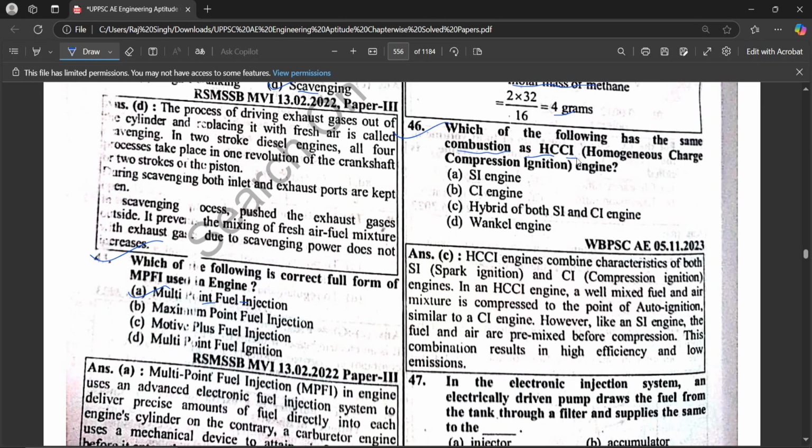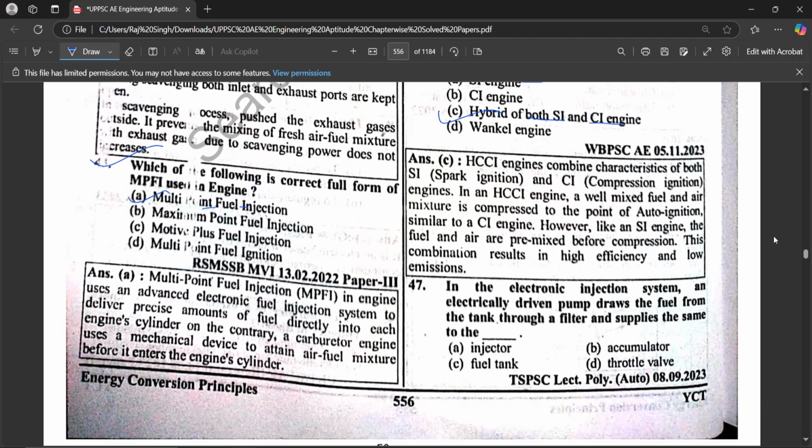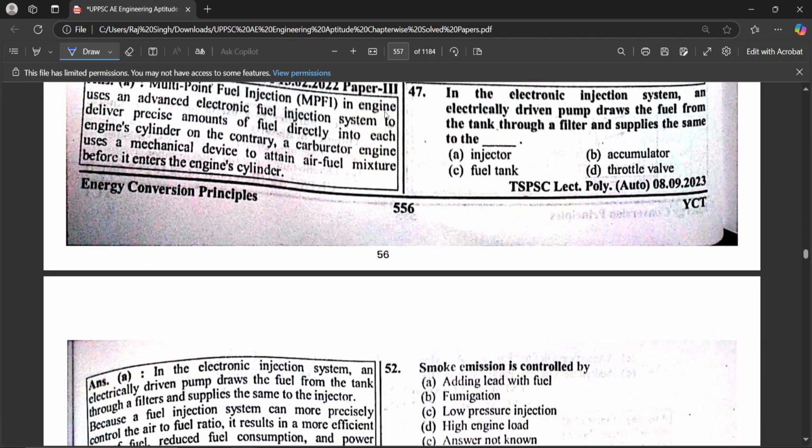Which of the following has the same combustion in HCCI, homogeneous charge compression ignition engine? It is a hybrid of both SI and CI engine. In the electronic injection system, an electrically driven pump draws the fuel from the tank through a filter and supplies the same to its injector.